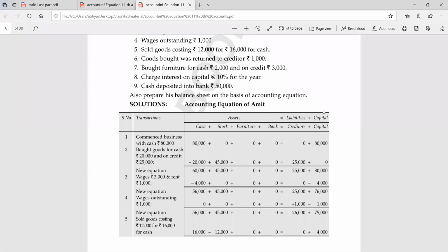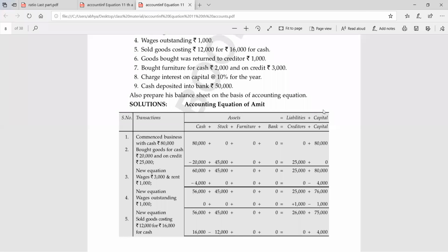Next transaction. Yes, fifth transaction. Sold goods costing rupees 12,000 for 16,000 for cash. First tell me, is there any profit or loss in this transaction? Tell me students, is there profit or loss? Yes, profit. How much of the profit? Tell me students, how much of the profit?